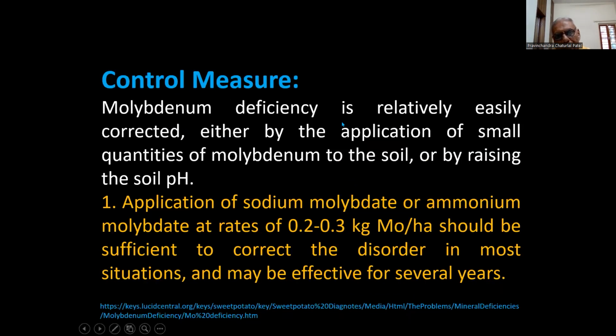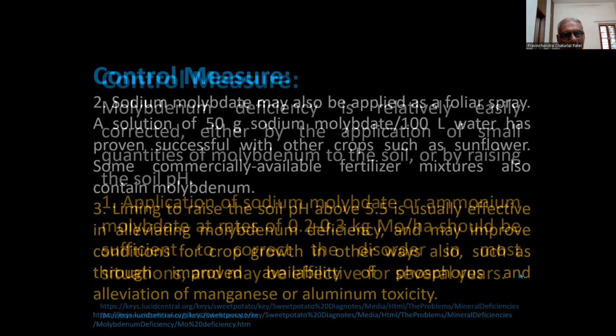As a control measure, molybdenum deficiency is relatively easily corrected, either by the application of small quantities of molybdenum to the soil or by raising the soil pH. Application of sodium molybdate or ammonium molybdate at the rate of 0.2 to 0.3 kg molybdenum per hectare should be sufficient to correct the disorder in most situations and may be effective for several years. So when you apply it to soil, it can work for many years.